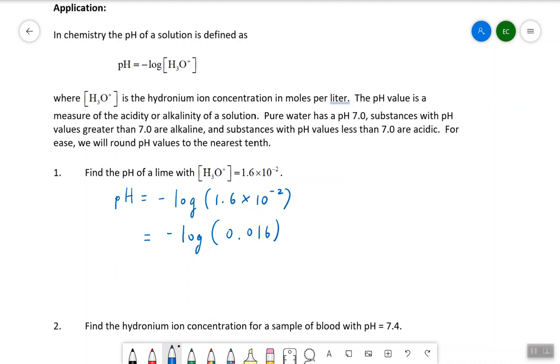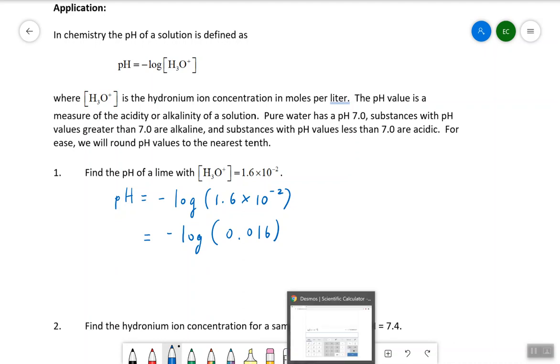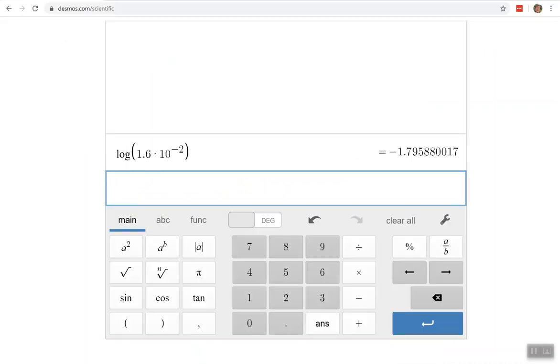Oh, it's worth mentioning one more thing too. The common log of 0.016 is a negative number, right? If the argument is between 0 and 1, then the log of that number is negative. And so then there's a negative sign out in front to make the answer positive. So let's go over to the calculator and let's type this in.